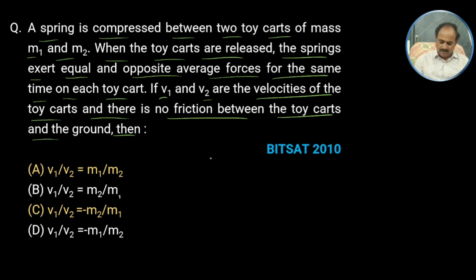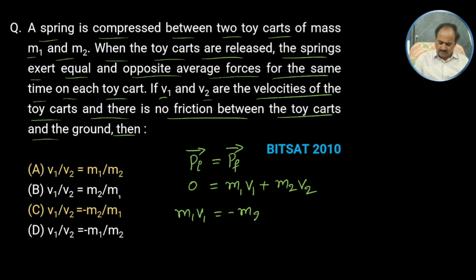Very simple. Here the initial linear momentum must be equal to the final linear momentum. Initial linear momentum is 0. Final linear momentum is mass of one toy into velocity of that toy plus mass of the other toy into velocity of the other toy. From this I can write that m1 v1 is equal to minus m2 v2. From this I can write that v1 by v2 equal to minus m2 by m1.